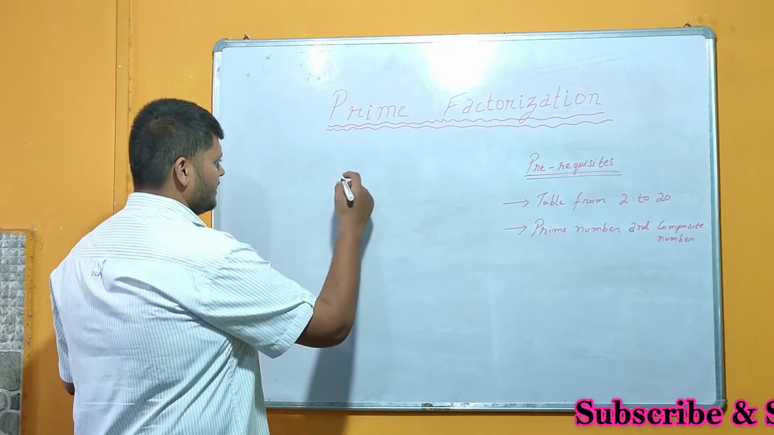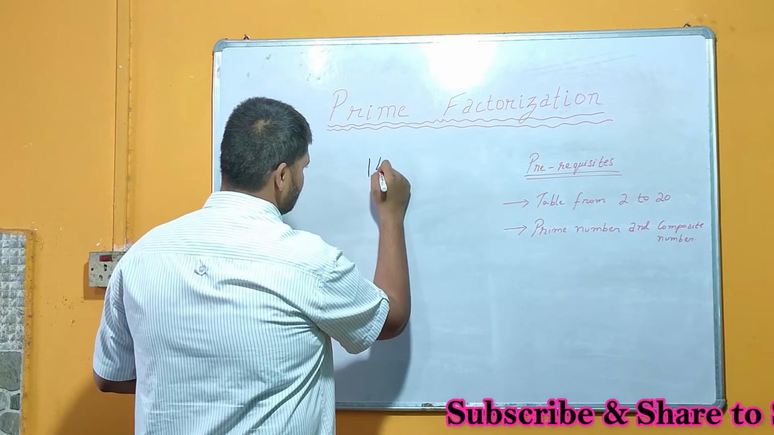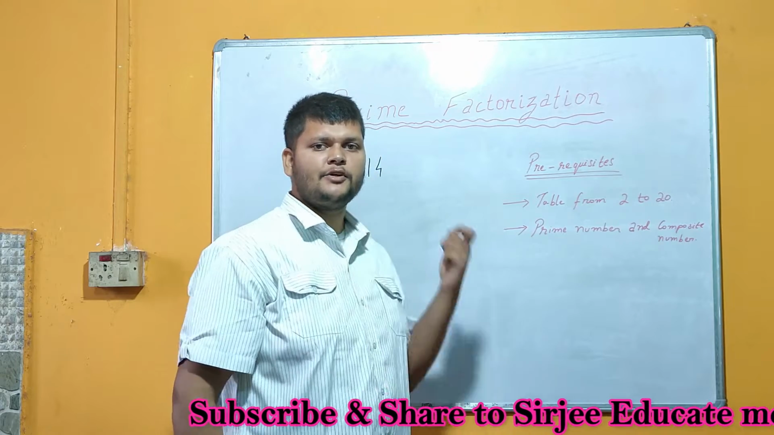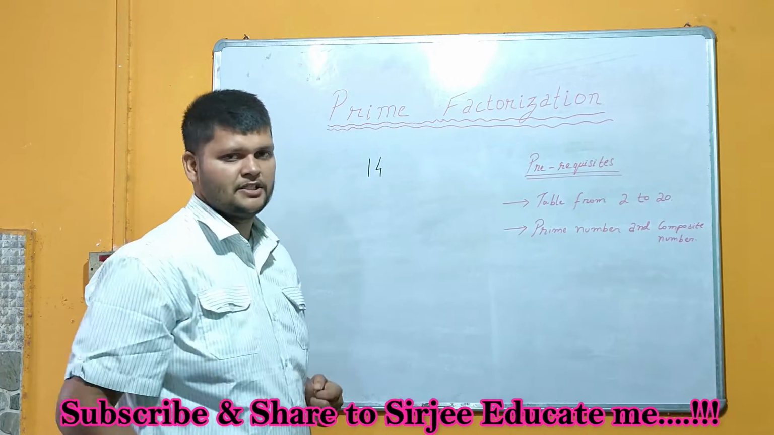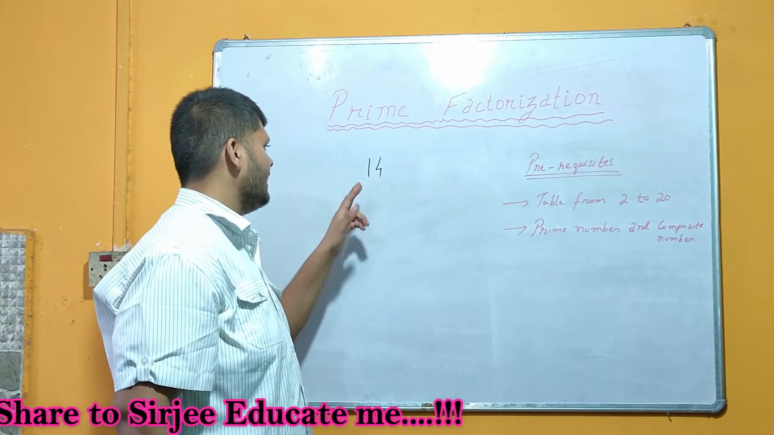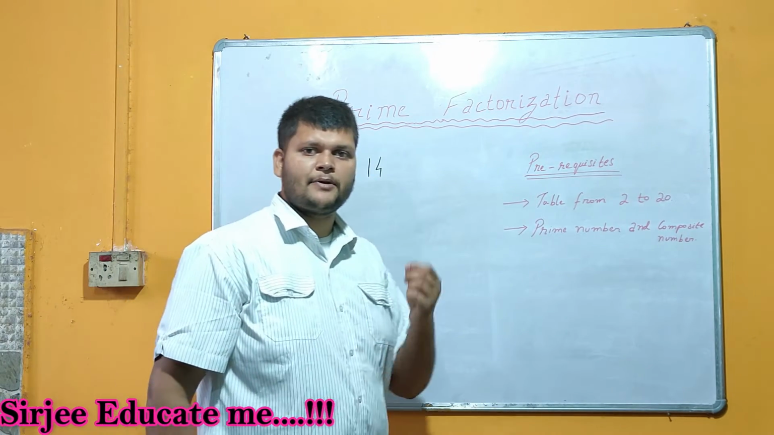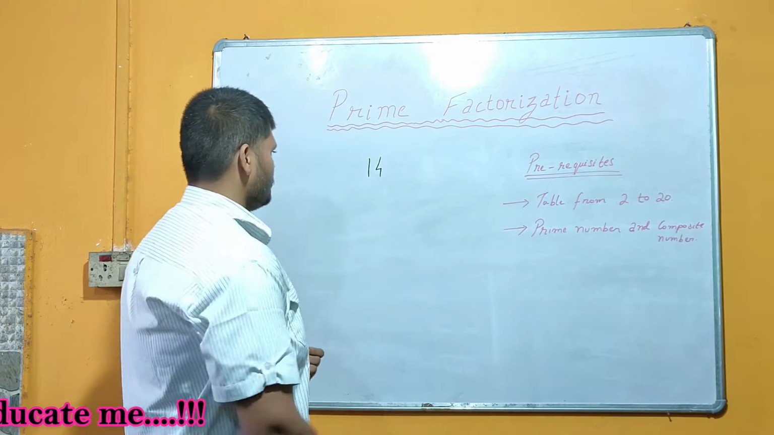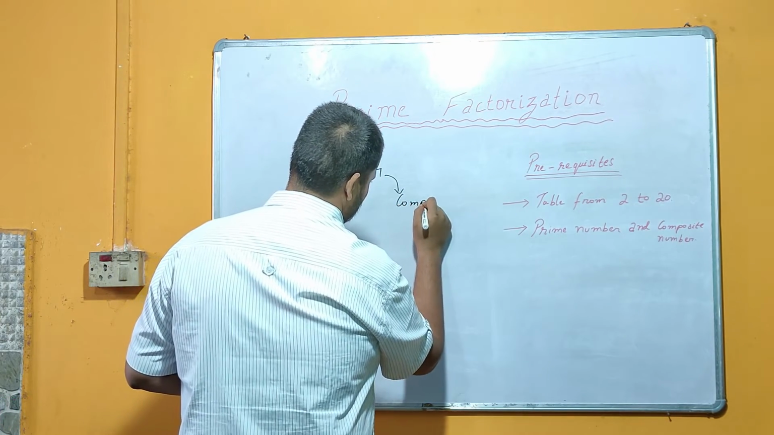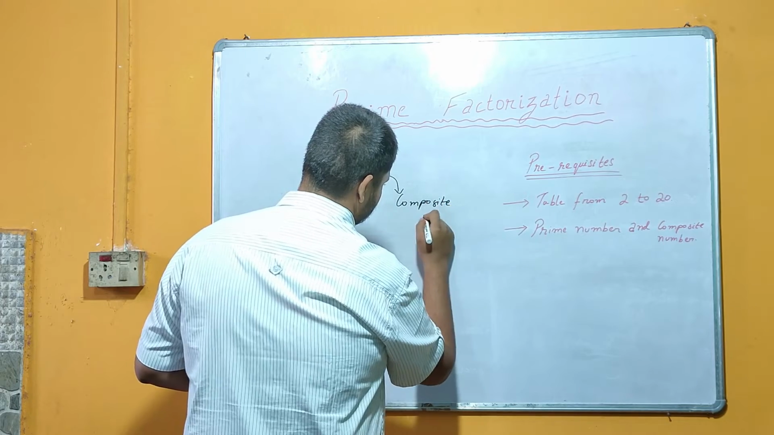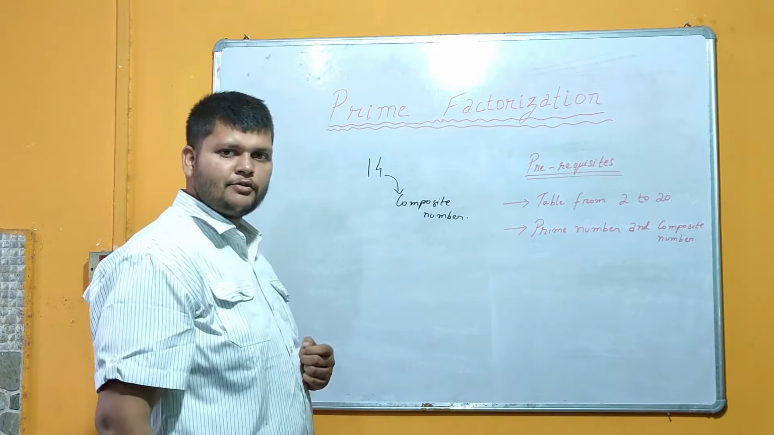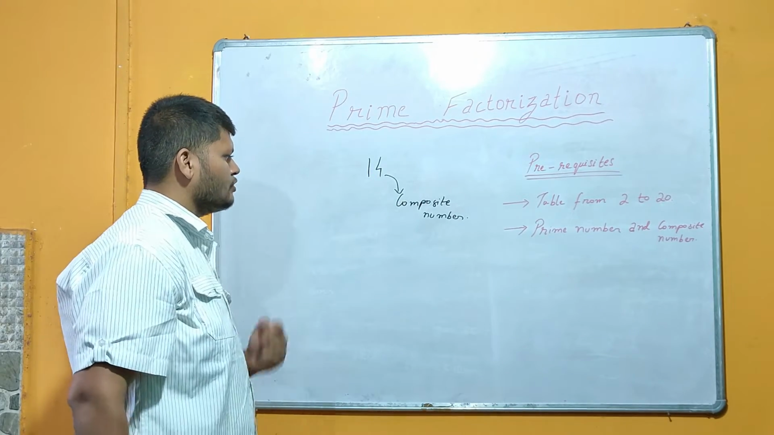So here, basically we are going to take one number, for suppose we are considering a number 14 and we would like to find the prime factorization. So the first and foremost job is that you must be able to analyze this number whether it is a prime number or composite number. So 14 is a composite number. This is the first thing you need to analyze. This is a composite number.